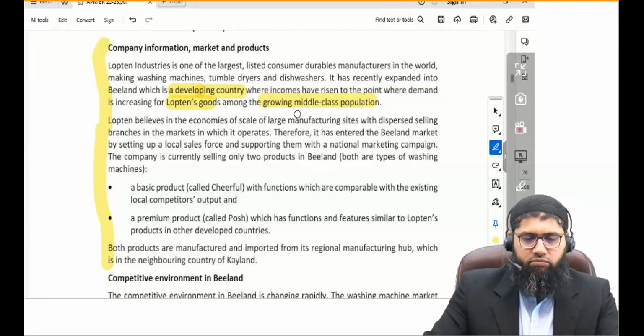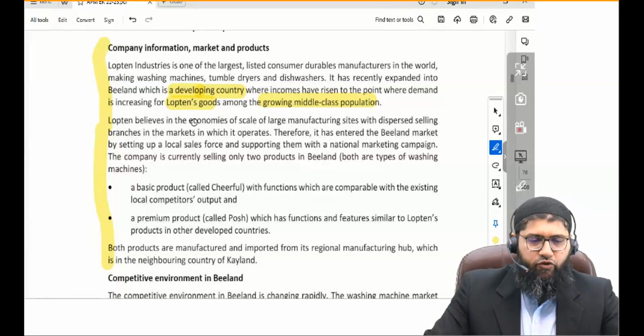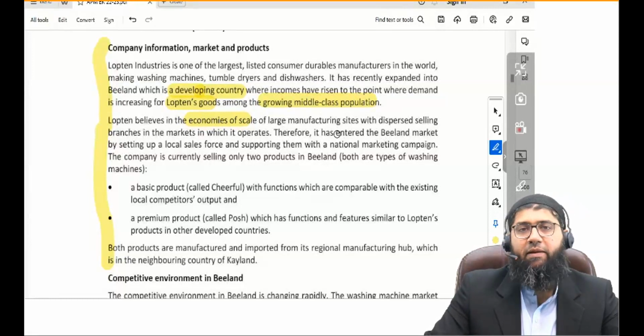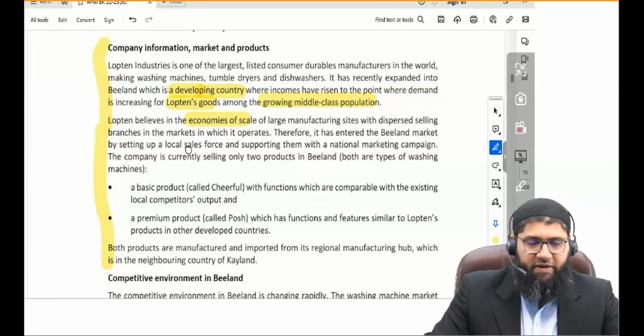Lopton believes in the economies of scale of large manufacturing sites with dispersed selling branches in the markets in which it operates. So Lopton's viewpoint is economies of scale. Therefore, it has entered the B land market by setting up the local sales force and supporting them with a national marketing campaign. So there is a local sales force and a nationwide marketing campaign.